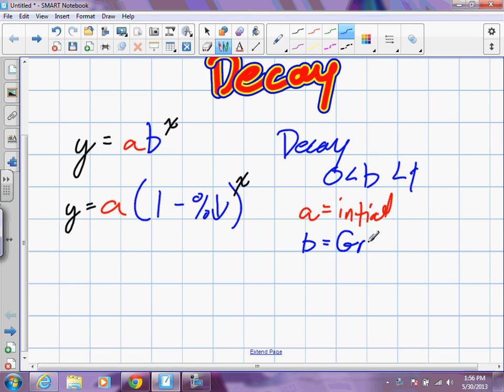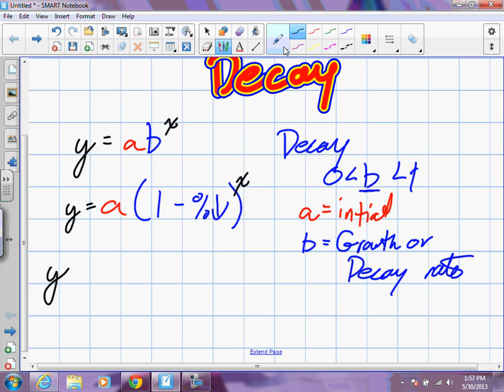So it's either growth or decay rate. Now, in this case, decay deals with B when it's between 0 and 1. Okay, anything greater than 1 will be growing. Anything between 0 and 1 will be decreasing in size. Okay, an exponential decrease. So, let's arbitrarily make something up.